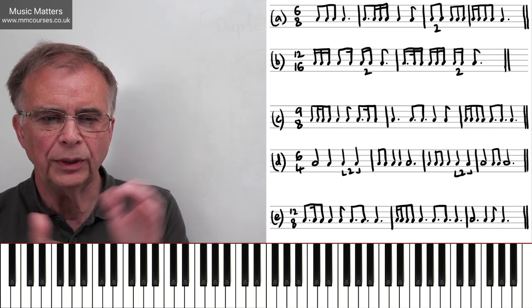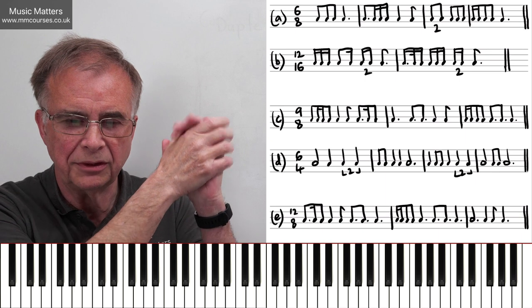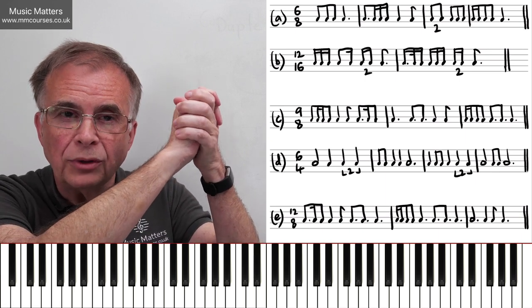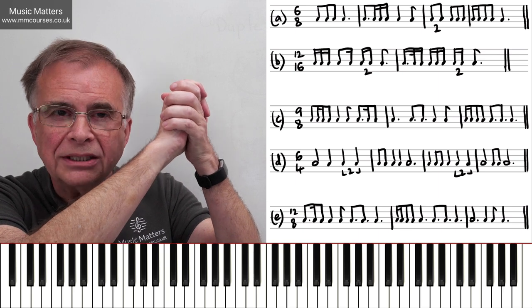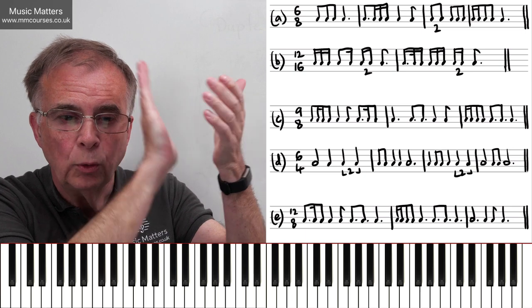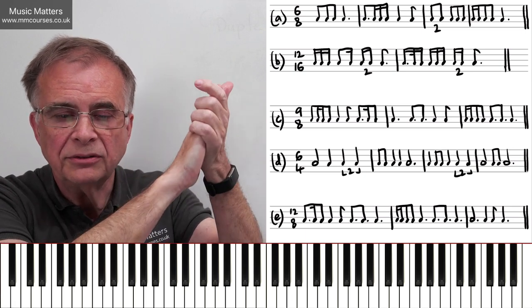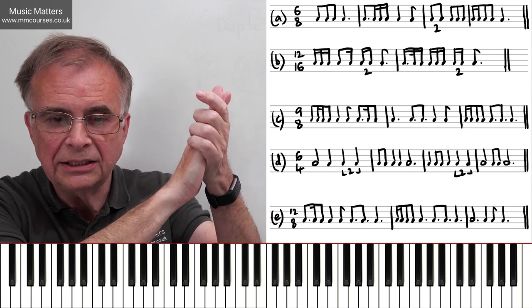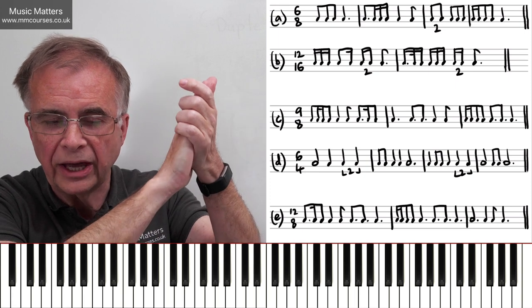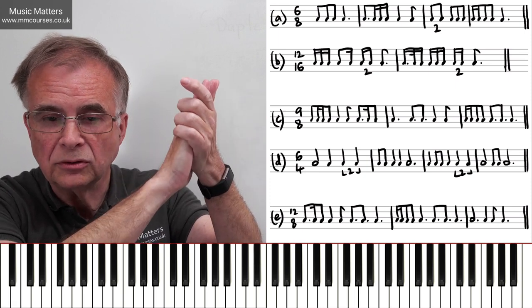So let's see if we can clap rhythm E, counting those 12 components of the bar. So here goes. 1, 2, 3, 4, 5, 6, 7, 8, 9, 10, 11, 12. 1, 2, 3, 4, 5, 6, 7, 8, 9, 10, 11, 12.